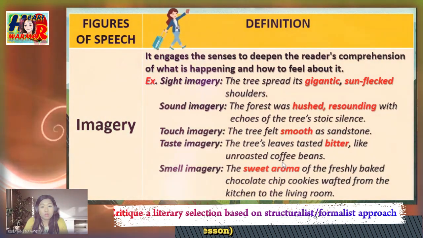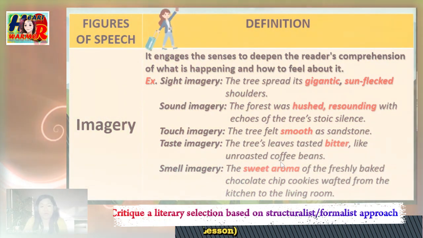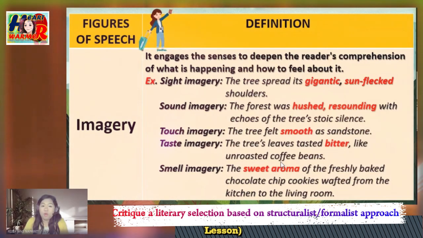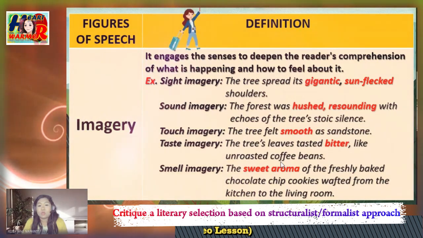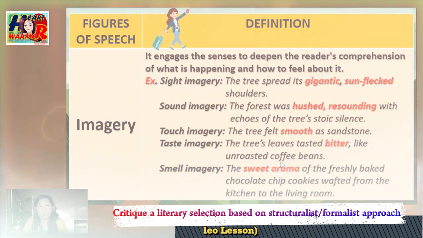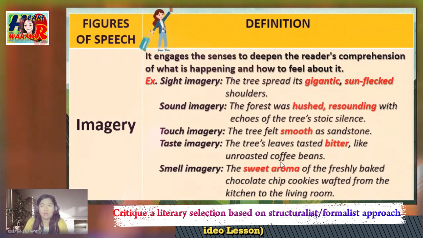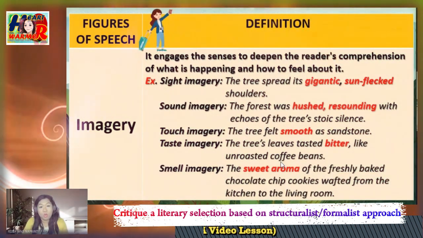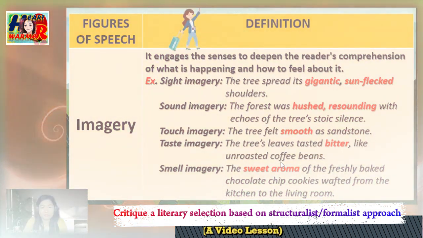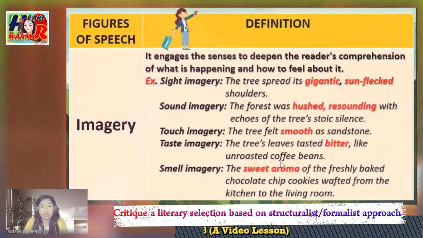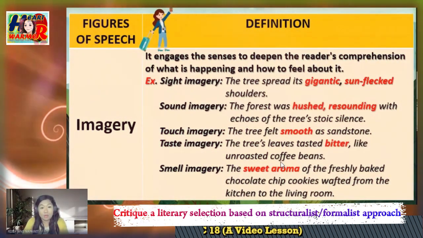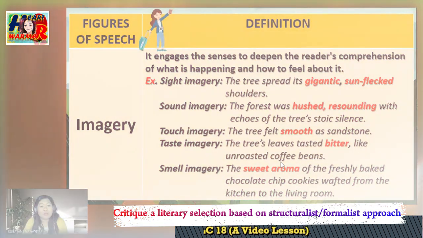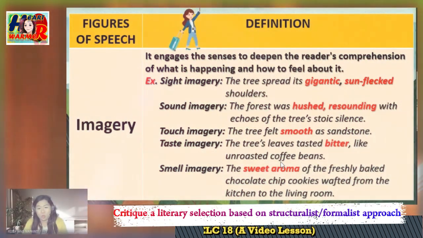And this is also called auditory imagery in other references. The forest was hushed, resounding with echoes of the tree's stoic silence. So it tries to activate your sense of hearing. So that's why this is called sound or auditory imagery. Next, for touch imagery, this is also considered tactile imagery in some references. The tree felt smooth as sandstone.